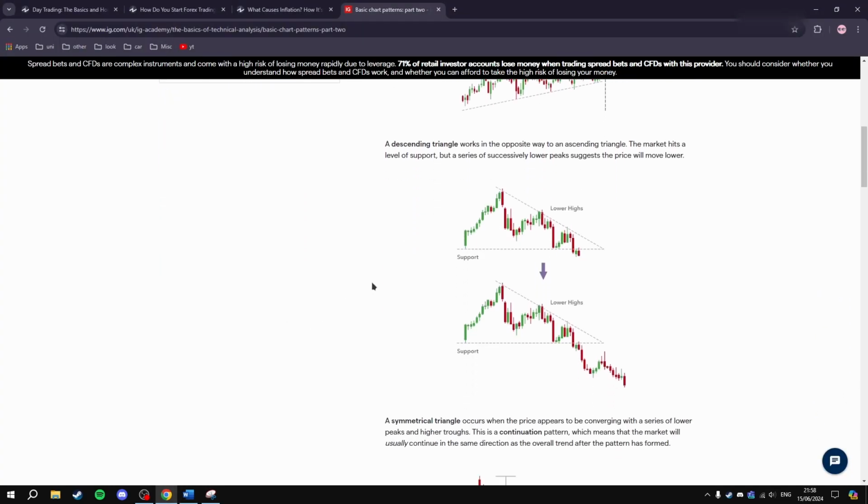A descending triangle works in the opposite way to an ascending triangle. The market hits the level of support, but a series of successively lower peaks suggests the price will move lower.